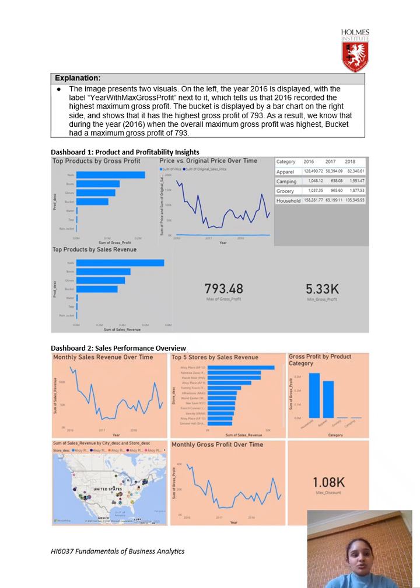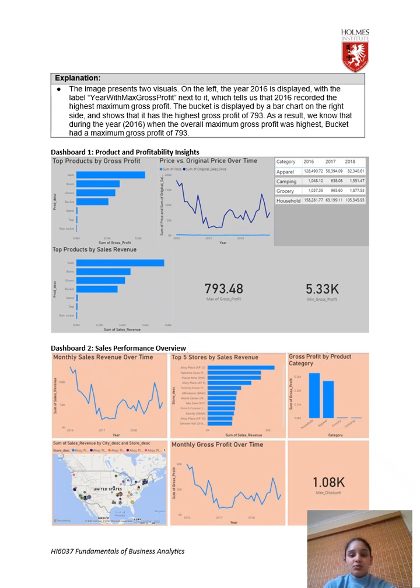Now we'll go to dashboard 2. Dashboard 2 gives the overview of the store performance and sales trends. Monthly sales revenue over time. This is a line graph. It shows seasonality and fluctuation in the sales from 2016 to 2018. And next there is a bar chart, top 5 stores by sales revenue, that identifies the best performing stores. Like the Albany Plaza and Flower Mount Plaza are leading.